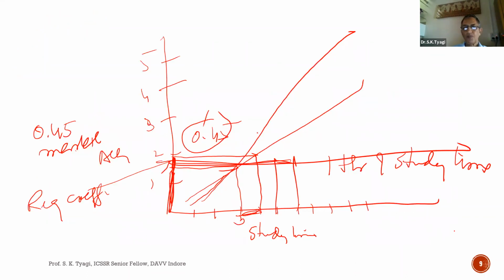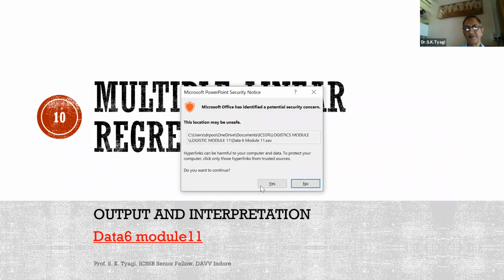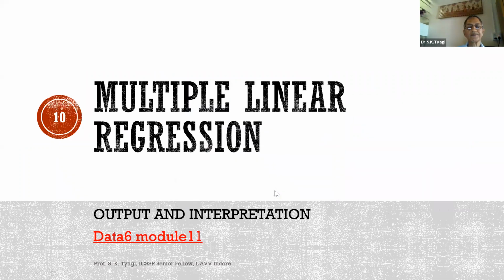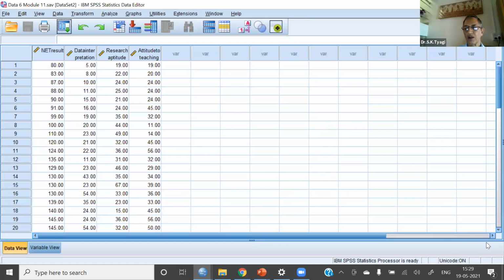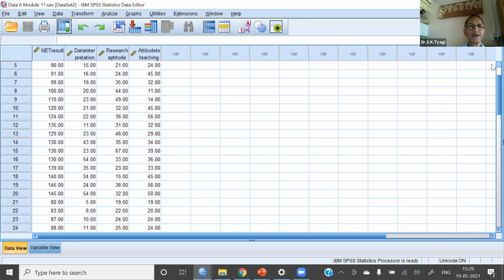Now I come to the multiple linear regression, output and interpretation. So we are taking data in which we have more than one predictor. So let us see what is the data. This is again hypothetical data. I have just constructed it. This is not actual. The sample size is 40.